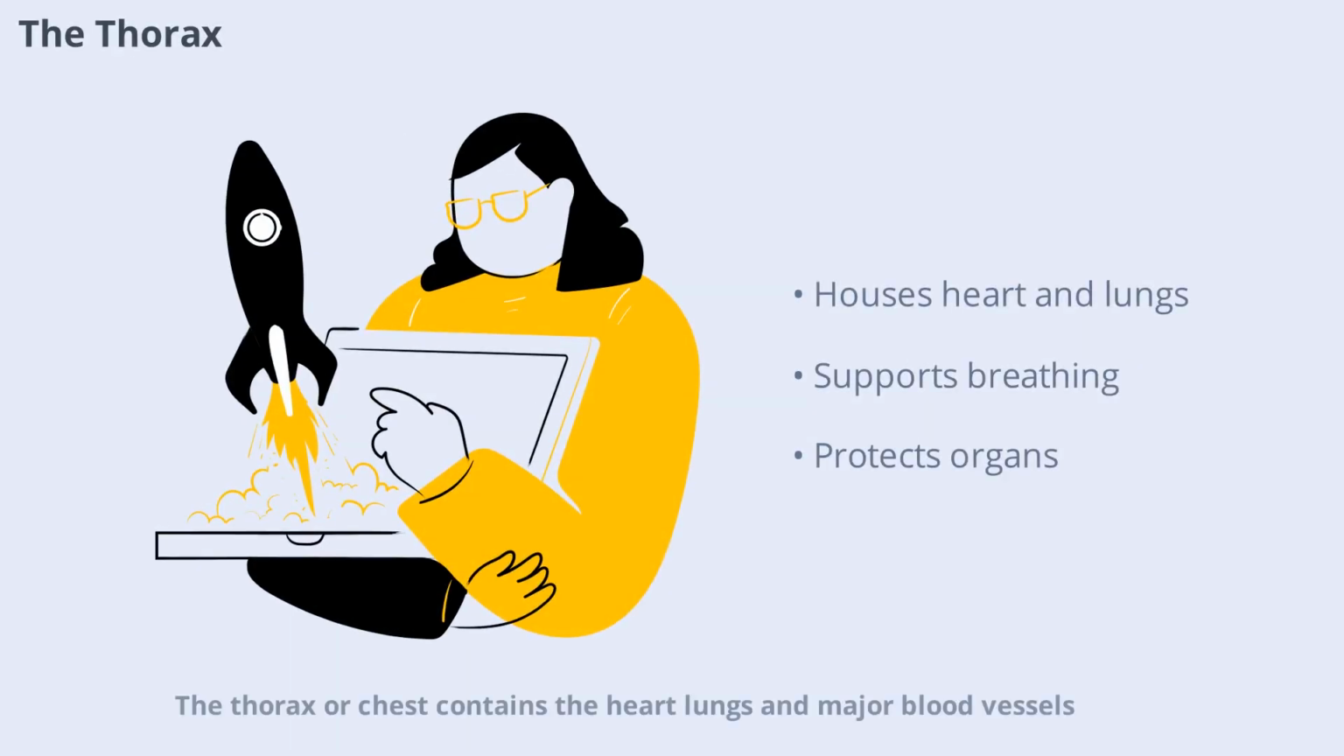The thorax, or chest, contains the heart, lungs, and major blood vessels. The rib cage protects these organs and supports breathing. The thorax plays a central role in circulation and respiration, ensuring that oxygen reaches the body and carbon dioxide is removed efficiently.